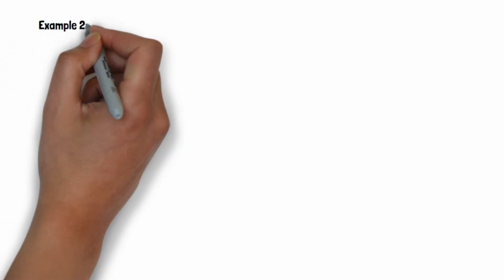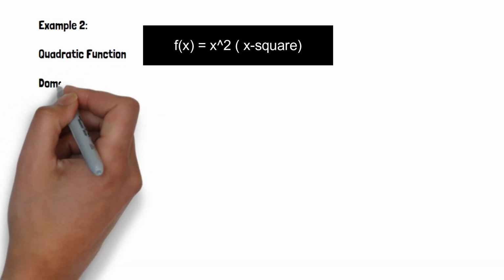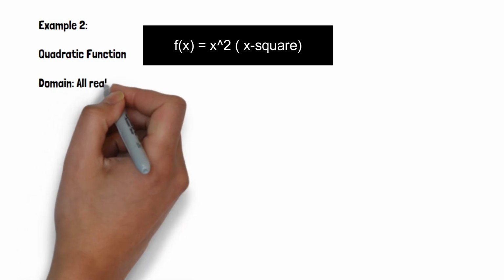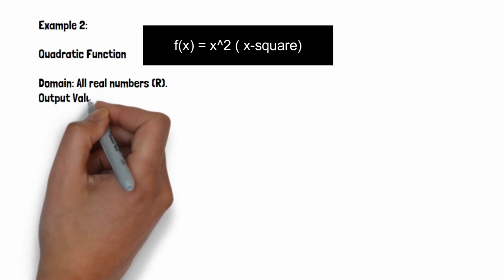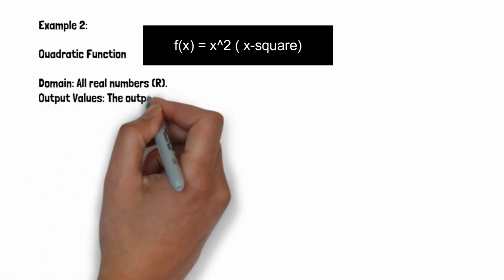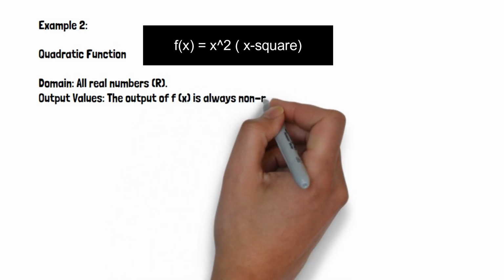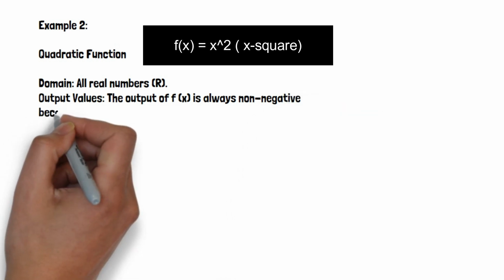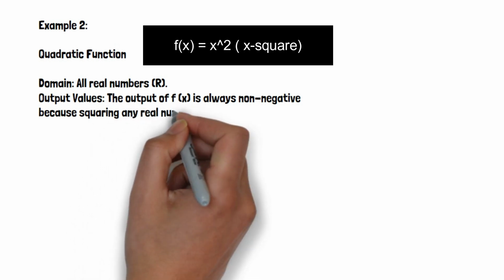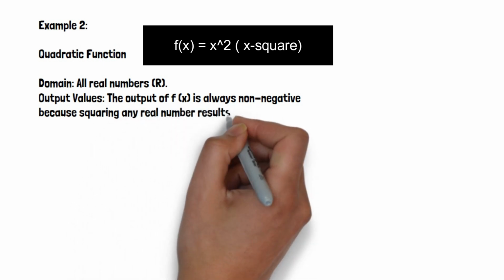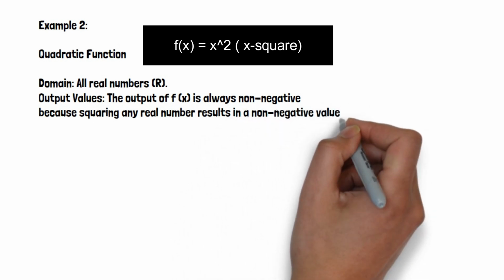Next, example number 2. Now I have considered a quadratic function, f of x is equals to x square. Domain will be all real numbers, since we can put any number x and we can square it. There is no restriction. So what will be the output values? The output values will be non-negative, right? Because any number, for example minus 3, minus 5, when you square it, it becomes positive, means a non-negative number. So the output of f of x is always non-negative, because squaring any real number results in a non-negative value.